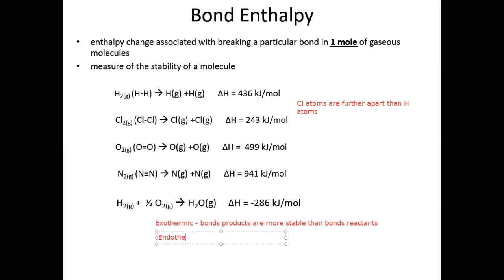Likewise, endothermic means that bonds of reactants are more stable than bonds of products. So when we break a nitrogen-nitrogen bond, those nitrogen atoms are very unstable. That's why it takes a lot of energy to break them. And so this is what you can interpret from a chemical reaction if it's endo or exothermic. If it's exothermic, the products are more stable than the reactants. If it's endothermic, the reactants are more stable than the products.